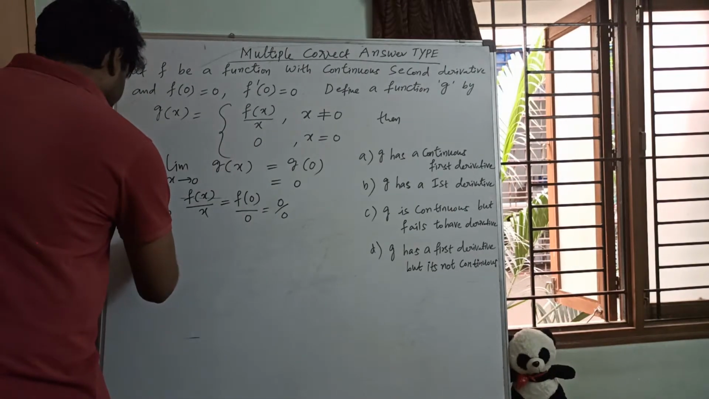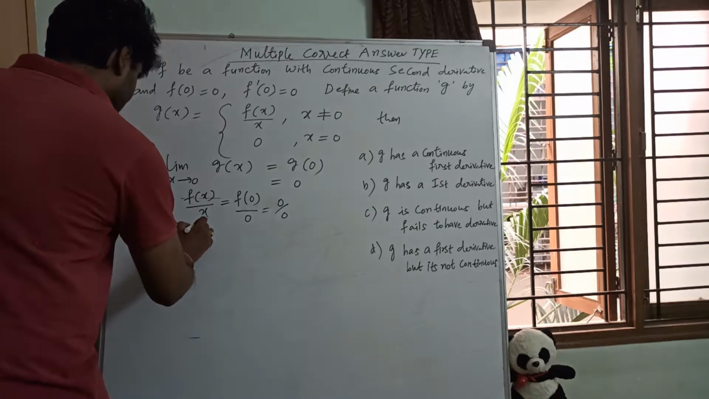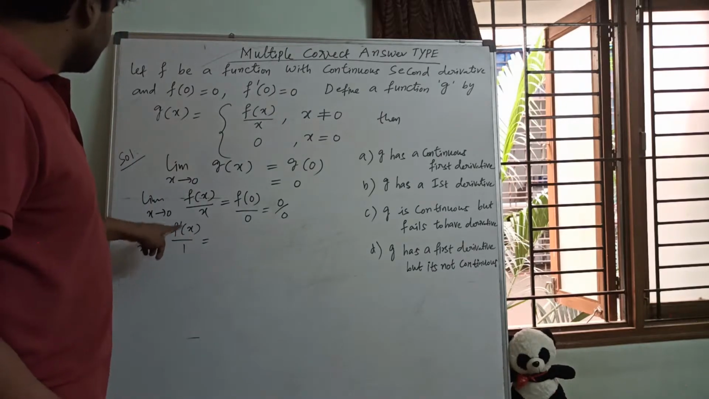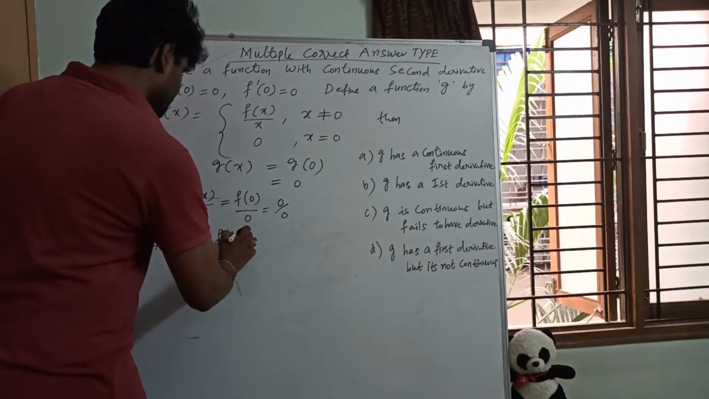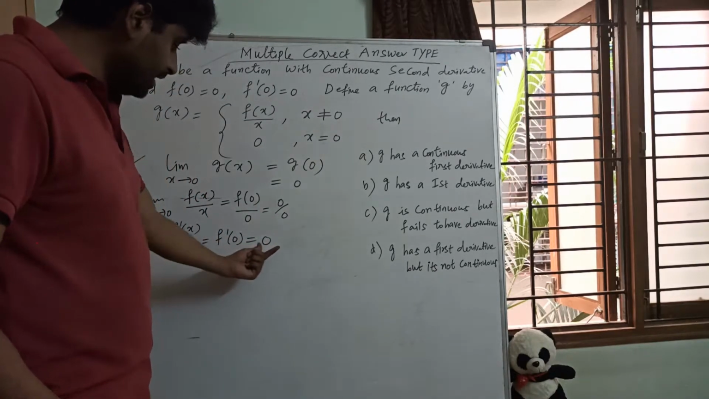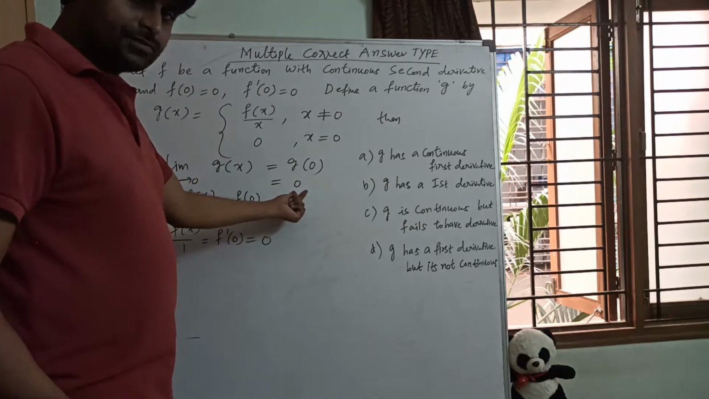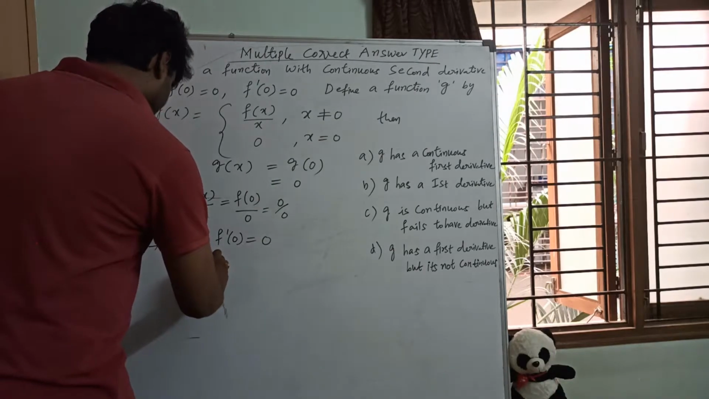So limit x tends to 0, f dash of x by 1, correct? Now let us substitute 0 there. So f dash of 0, what is that? 0, correct? So finally the limiting value we got is 0. The function value is also 0. So it is continuous. Therefore, what can we write?